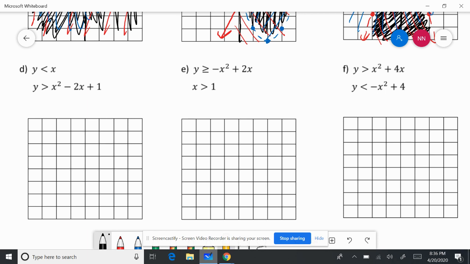We're going to continue graphing inequalities. What we're going to do is start with our linear inequality right here. This one's kind of tricky because we don't see numbers. We know that the slope is 1 and our y-intercept is 0.